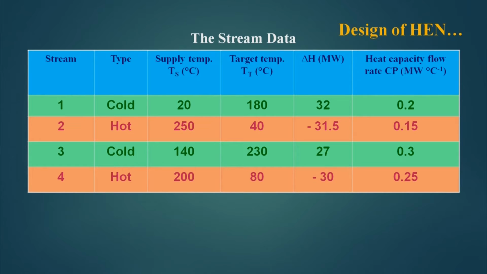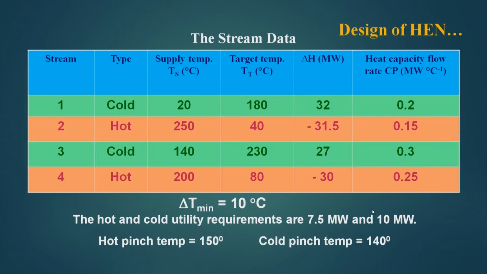Now, once we use the stream table data and do the PTA analysis, problem table analysis, then we find that the hot utility requirement is 7.5 megawatt and the cold utility requirement is 10 megawatt. The delta T minimum for this problem is 10 degree centigrade, and the hot pinch is at 150 degree centigrade and the cold pinch is at 140 degree centigrade, and the difference between the hot and cold pinch temperatures is 10 degree, equal to delta T minimum.